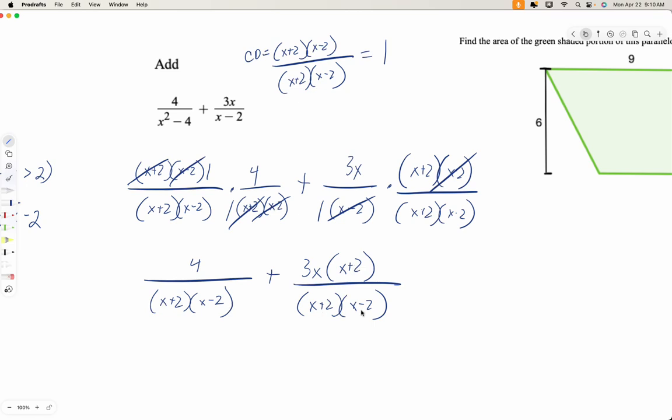Because we want to have a common denominator. Now, could I cancel this? Yes, I could cancel that, but then we would be back to where we were. We don't want to be back to where we were. We want to be able to combine these.